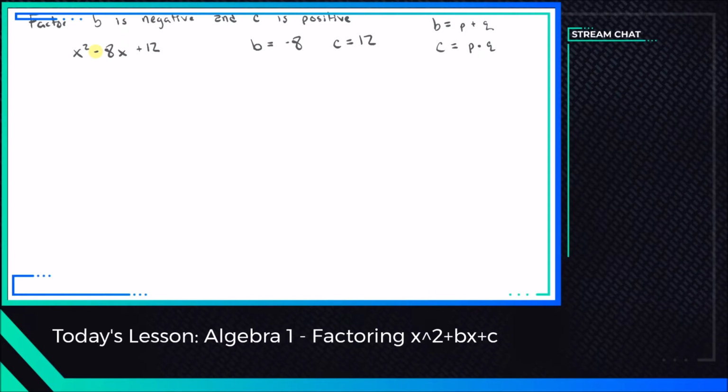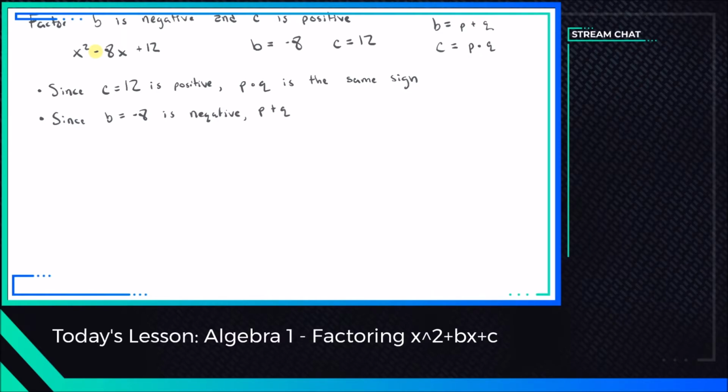And so since c equals 12 is positive, once again, when you multiply two numbers together and the result is positive, you know p multiplied by q has the same sign. So they're either both positive or they're both negative. Since b equals negative 8 is negative, and you're adding two numbers together, you know that p plus q both have to be negative.